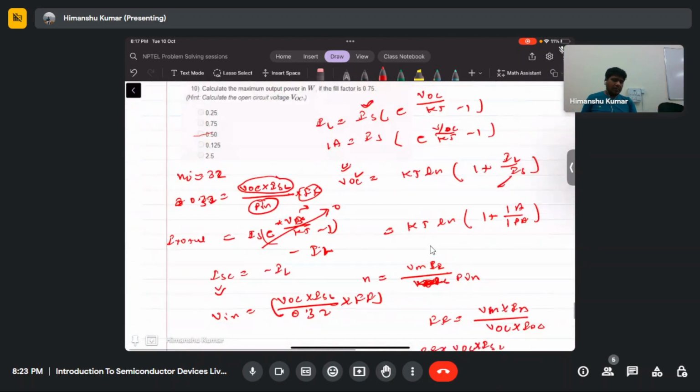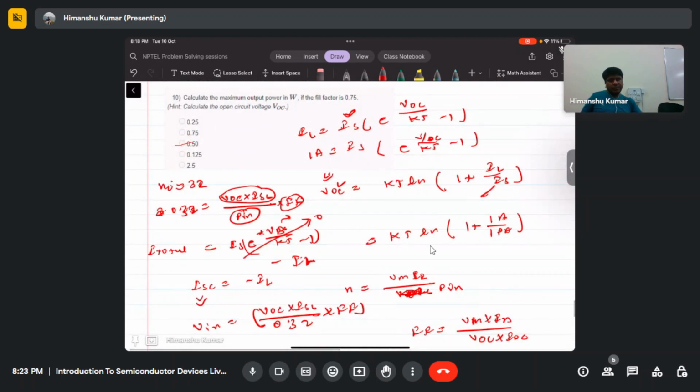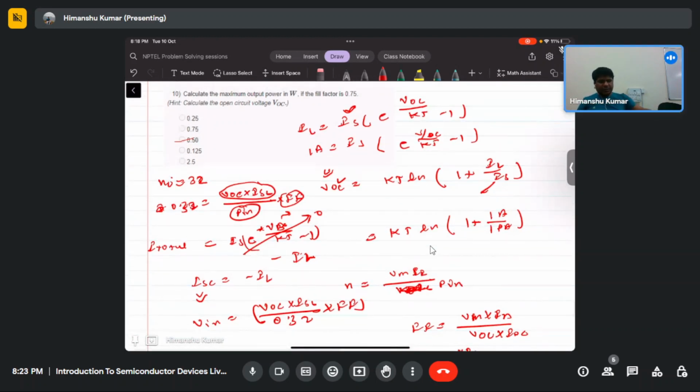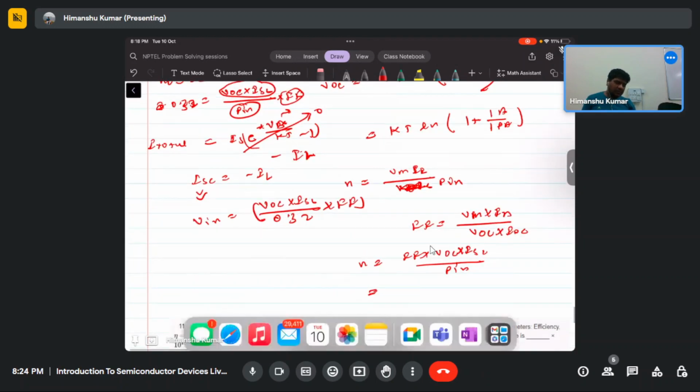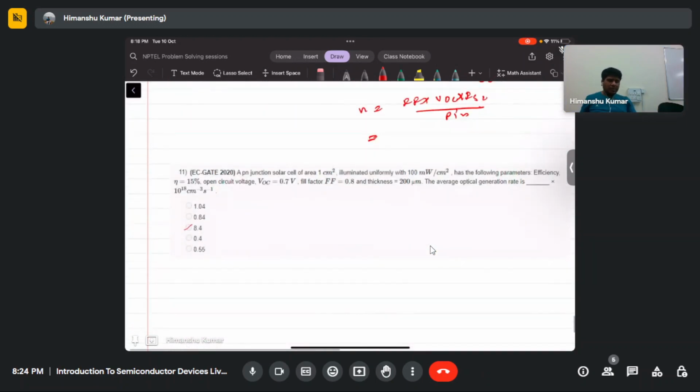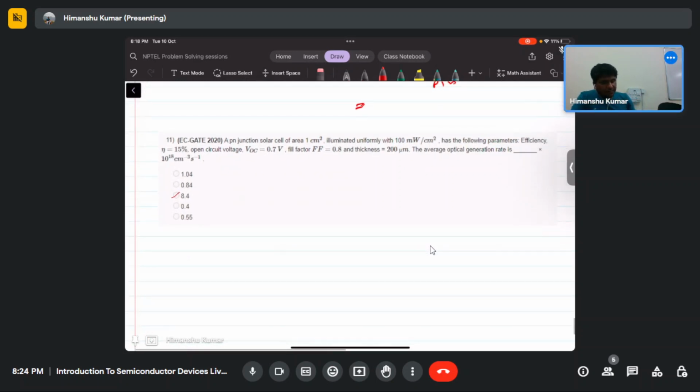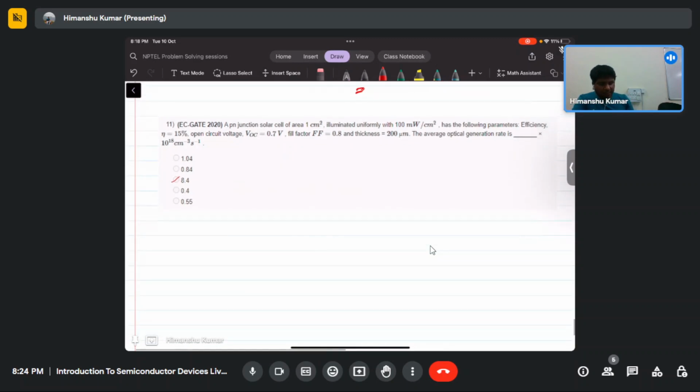Yes, sir. So we need to first find the VOC, then ISC, then we put them in the final formula, right? Yeah, so it's just substitution. You will find around 0.50 something watt. 0.50 watt. Okay. So let's move to the next problem.